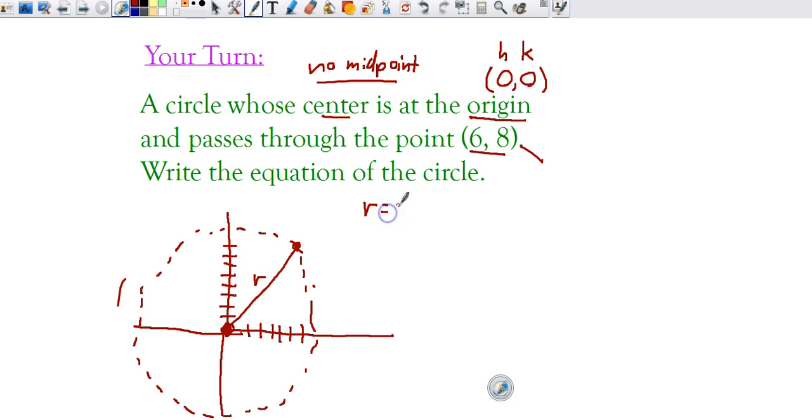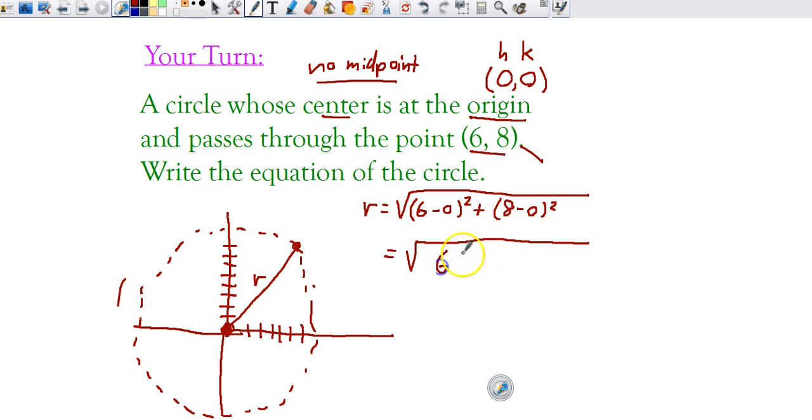Okay, so the radius is going to be the square root x2 minus x1 squared, so 6 minus 0 squared, plus y2 minus y1 squared, so 8 minus 0 squared. 6 minus 0 is 6, so 6 squared is 36. Always write your square root, so this is going to be 6 squared plus 8 squared. 36 plus 64. Give you a chance to use your calculator to try that out. Should give you the square root of 100.